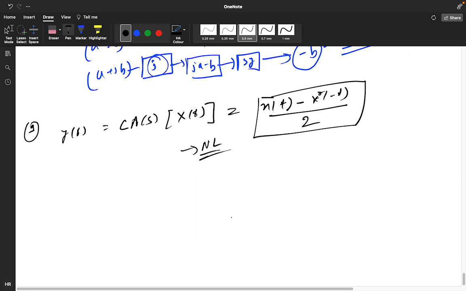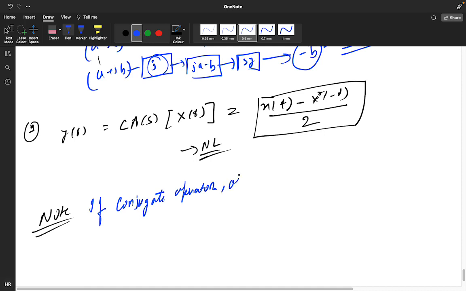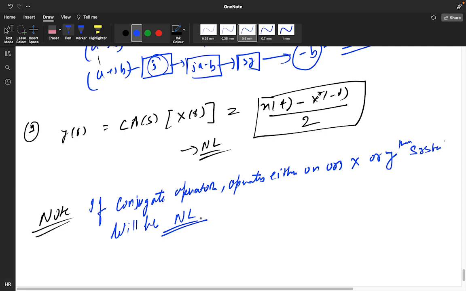Okay, so what is the note point? From the note point you can say that if the conjugate operator operates either on x or y, then the system will be non-linear.